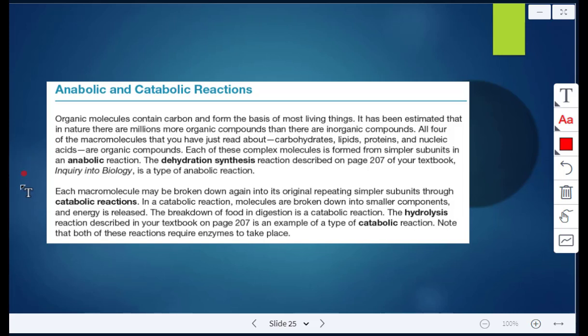Each macromolecule may be broken down again into its original repeating simpler subunits through catabolic reactions. And then in catabolic reactions, molecules are broken down into smaller components and energy gets released. So when we break down food during digestion, that's a catabolic reaction. And that happens through a hydrolysis reaction. All right, it's a type of catabolic reaction. And do note that both of these reactions require enzymes as well to take place.